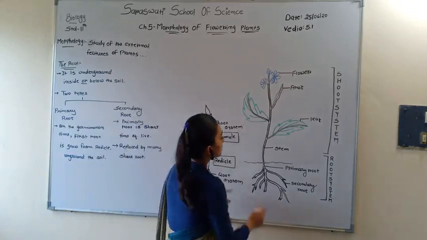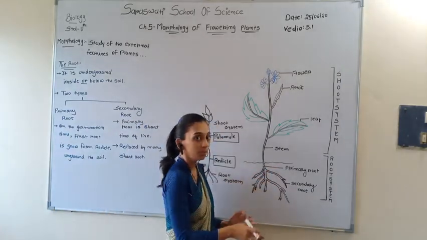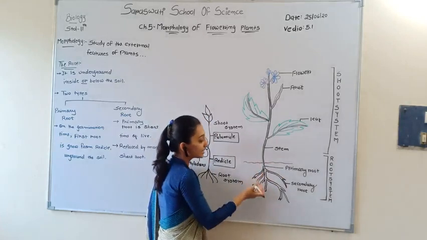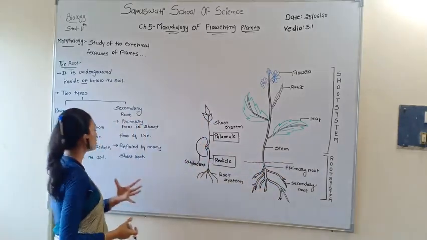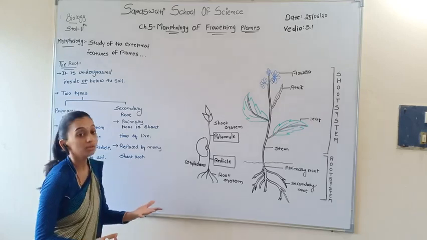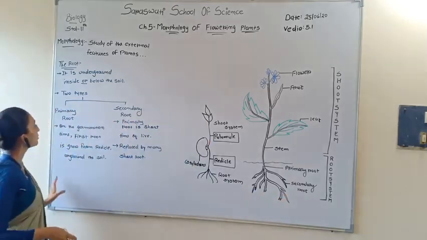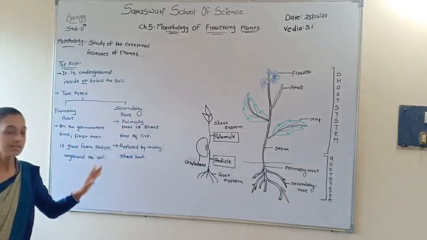See here, this is a primary root, and in some plants the primary root is short-lived and it is replaced by various branches and short roots. They are known as secondary roots. So this is the main difference between primary roots and secondary roots.